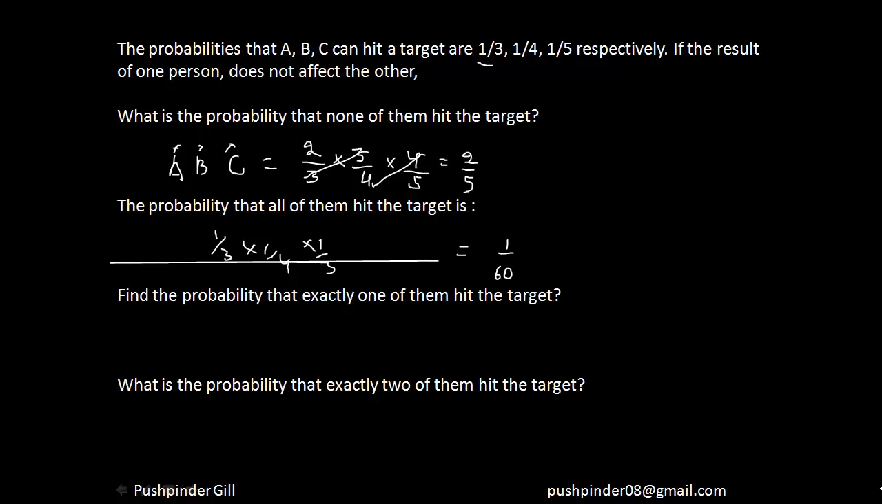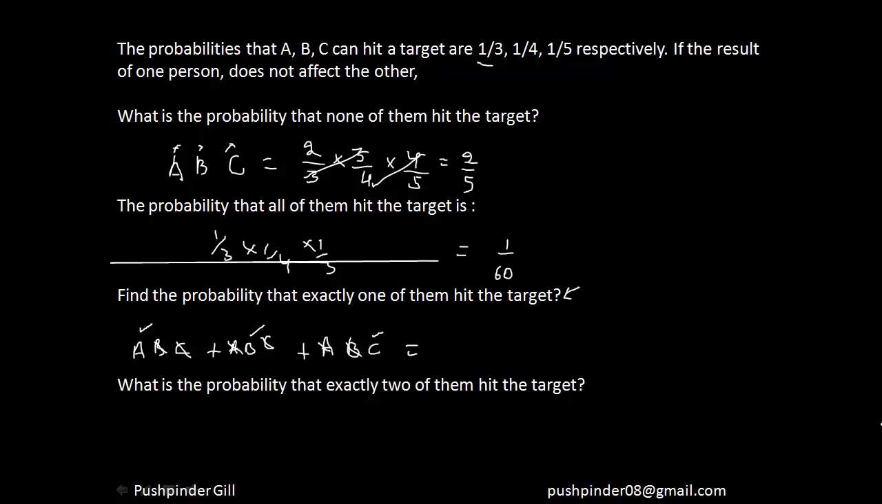Now we have to find the probability that exactly one of them hits the target. Now this is a little bit tricky case. So there are three cases in that. The probability that A hits the target and B doesn't and C doesn't, plus another case that A does not hit the target but B does and C doesn't. So this is one case. Plus, A doesn't hit, B doesn't hit, but C hits. So these are the three cases.